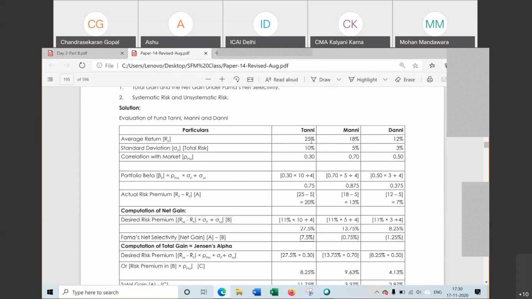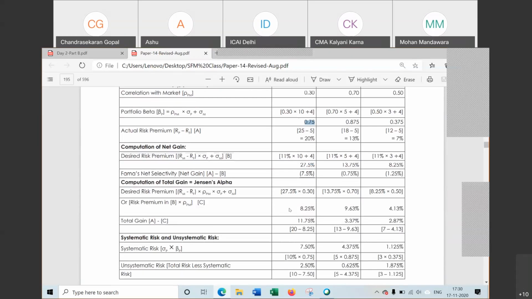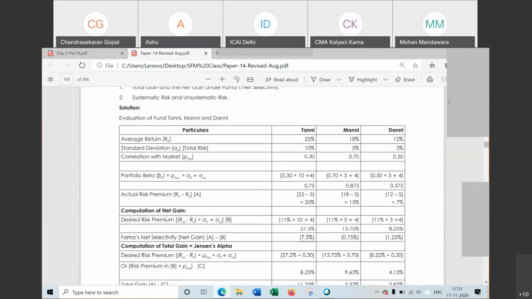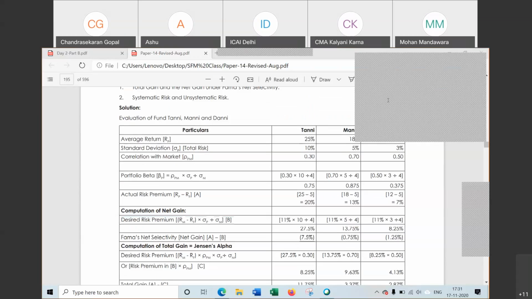Now next step: average return 25, standard deviation 10. Correlation, this one is given, 0.3. Portfolio beta, this one will be used in the next step, 0.75. Average return is given, but 5% risk-free return is also given. Total risk is only standard deviation. Pharma net selectivity, it will be computed in this way.